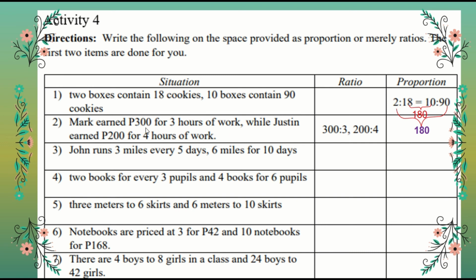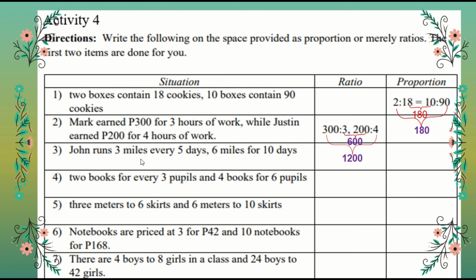So, yung number 2, Mark earned 300 pesos for 3 hours of work. So, the first ratio is 300 is to 3. While Justin earned 200 pesos for 4 hours of work. So, dito, 200 is to 4. So, pag kinuha nyo yung means, the answer is 600. Pag kinuha nyo yung extremes, the answer is 12. They are not the same. Kaya dito siya nakasulat sa ratio lang. So, dito walang sagot kasi nasa proportion. Dito, since the two ratios are not proportion, so dito siya nakasulat sa tapat ng ratio.